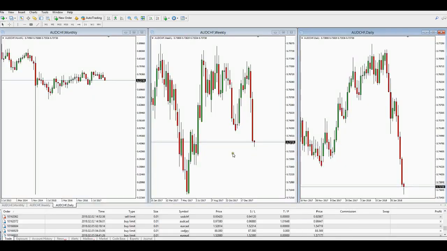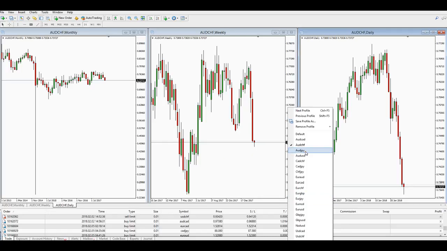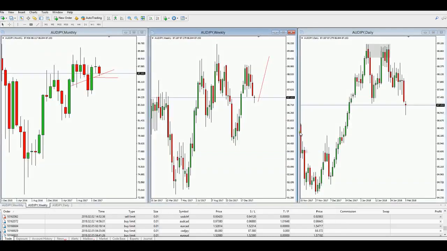Aussie Swiss, nothing here, range bound on a monthly. I'm going to have to move quick again, I do apologise, I don't have a lot of time.